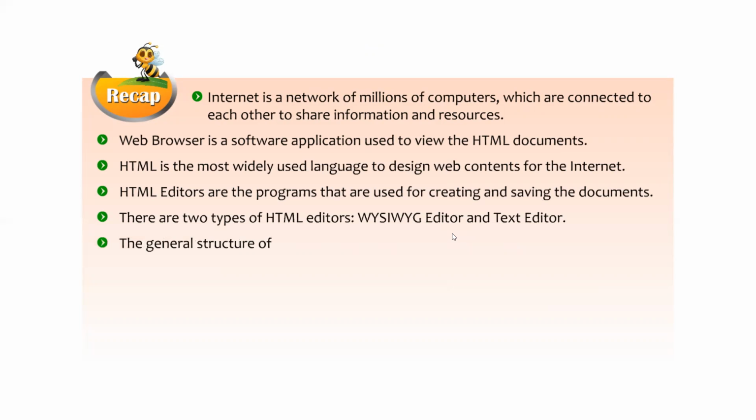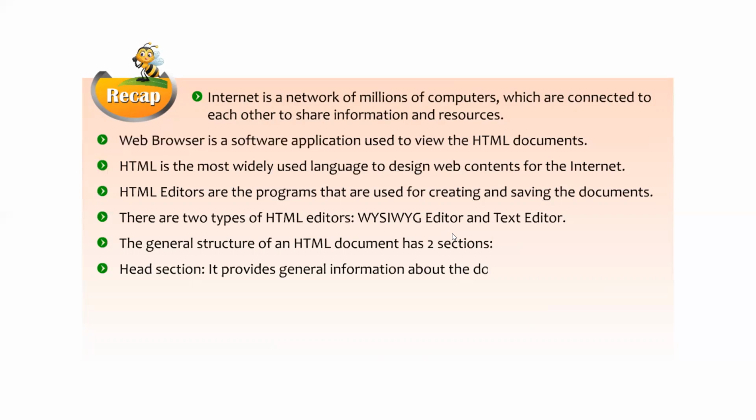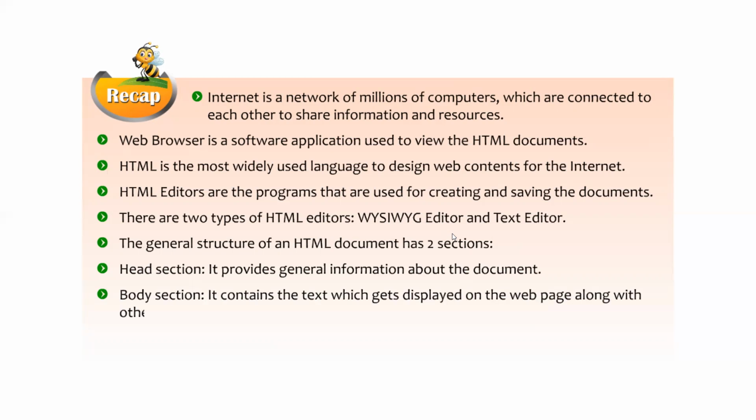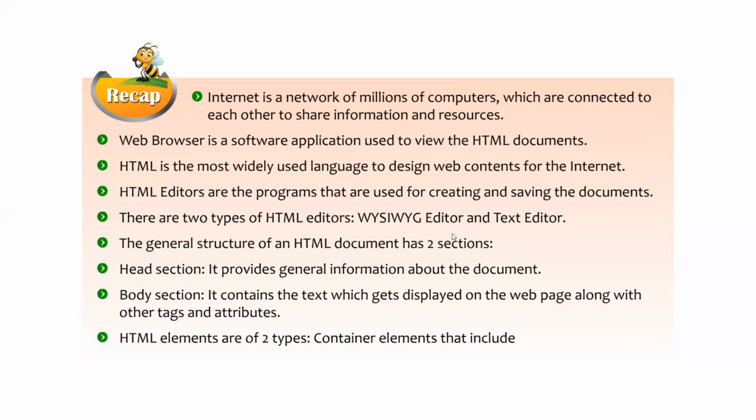The general structure of an HTML document has two sections. Head section. It provides general information about the document. Body section. It contains the text which gets displayed on the web page along with other tags and attributes. HTML elements are of two types. Container elements that include both on and off tags, and empty elements that contain only on tag.